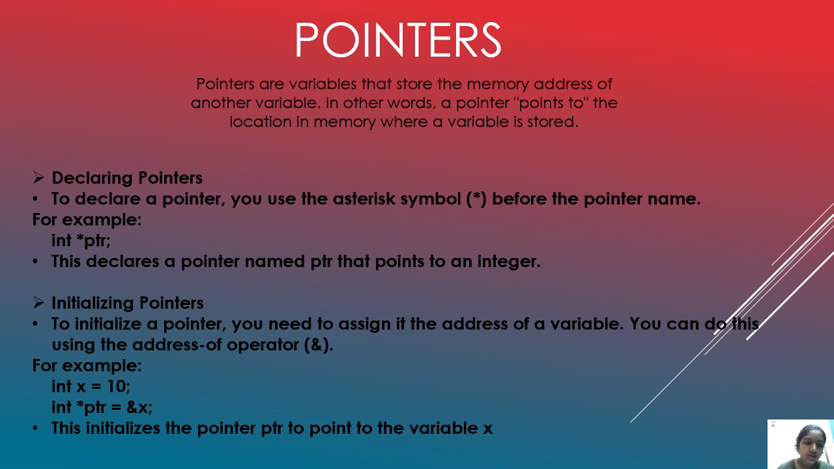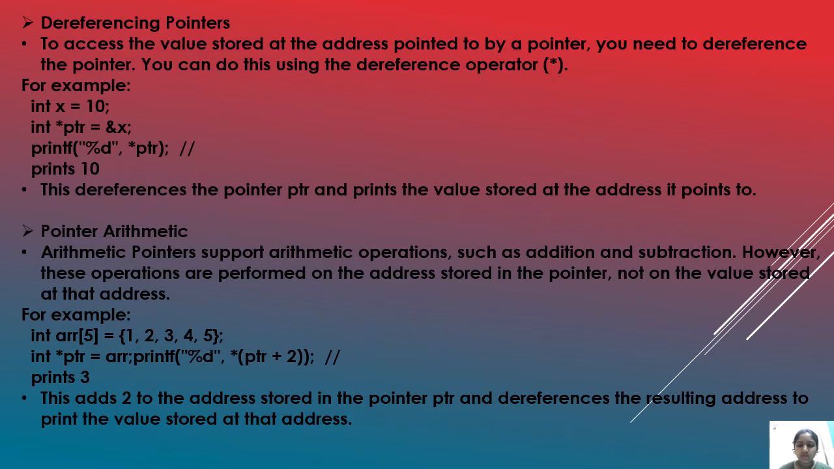Initializing pointers. To initialize a pointer, you need to assign it the address of a variable. You can do this using the address-of operator. For example, int x = 10; int *ptr = &x. This initializes the pointer ptr to point to the variable x. Dereferencing, print the value stored at that address.